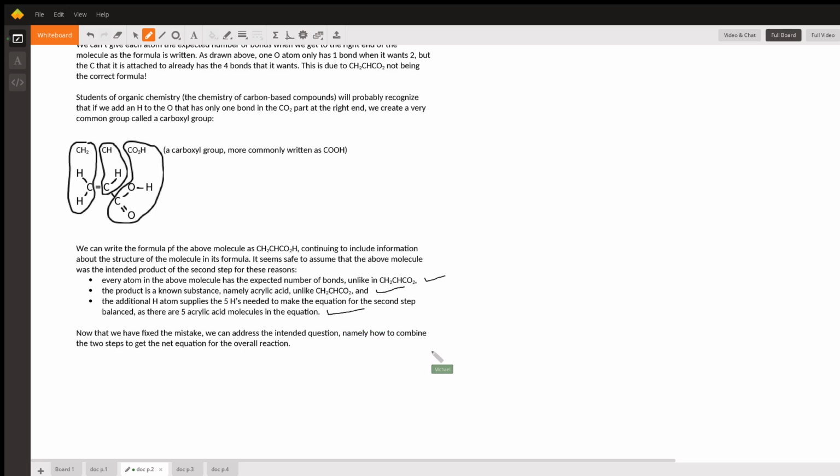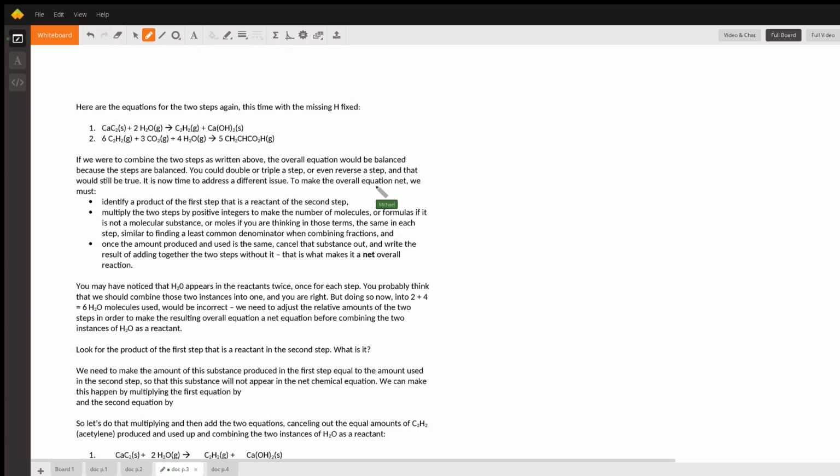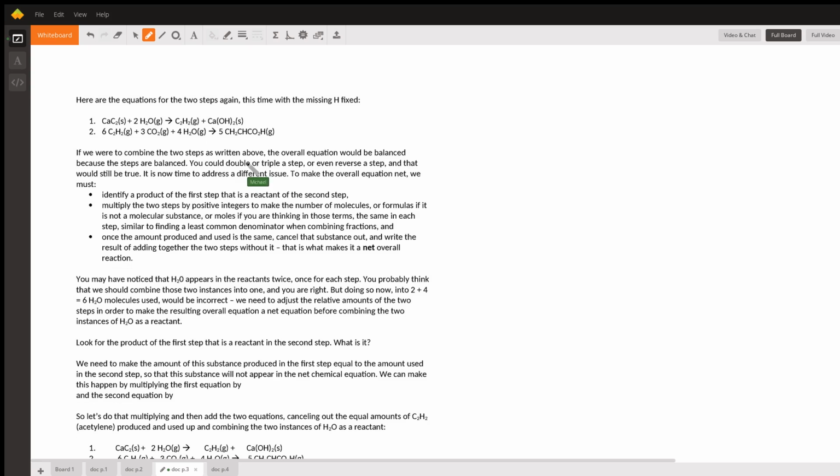Okay, so now we fix the mistake. We go on, how do you combine those steps to get the equation for the overall reaction? So each step is balanced. And if you start combining them, as long as that aspect is maintained, the steps are balanced, the overall will be balanced. If we add these together now, overall would be balanced. If we multiply this one by 2, this one by 3, whatever, even if we reverse this one, add them together, they're still balanced, because if the steps are balanced, any sum of the steps will be balanced. So that's not what the net equation is about.